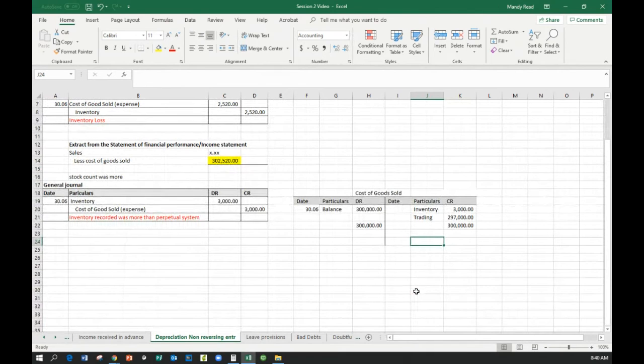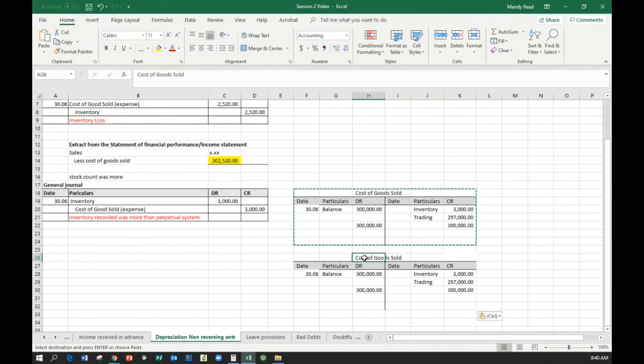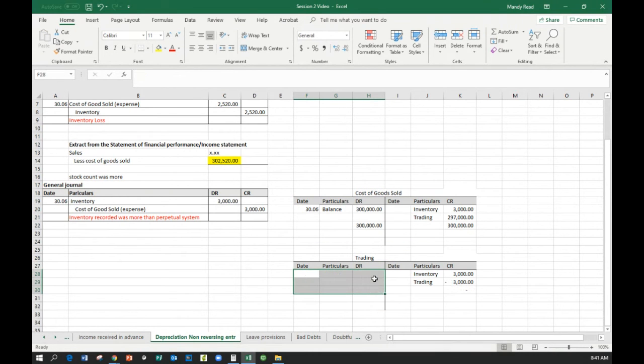297,000. So you're all probably saying, well, why is cost of goods sold, an expense account, being closed off to the trading account? Because all the other examples we've looked at, whenever we close an expense off, we're closing it off to the profit and loss account. And whenever we're closing a revenue account off, we're closing it to the profit and loss account. But now we've got an instance where we're not closing it off to the profit and loss. We're closing it off to an account called the trading account.